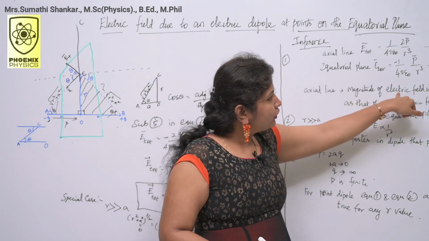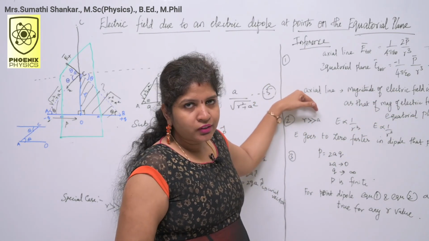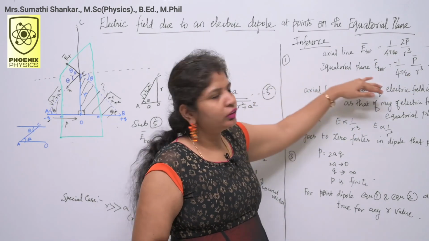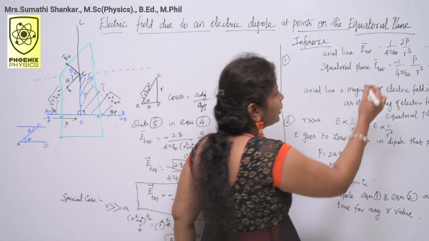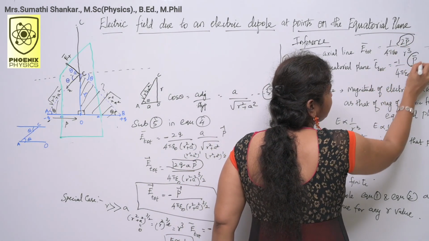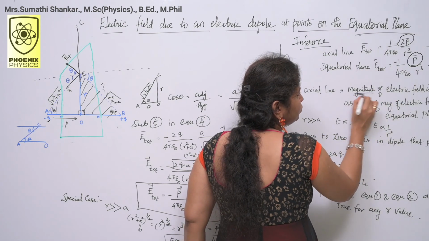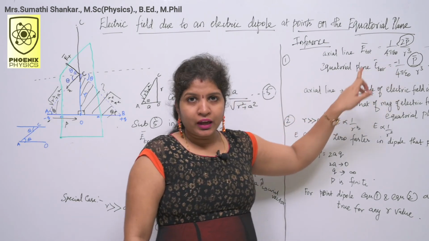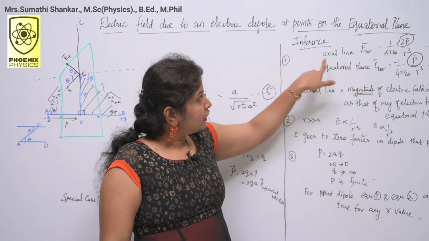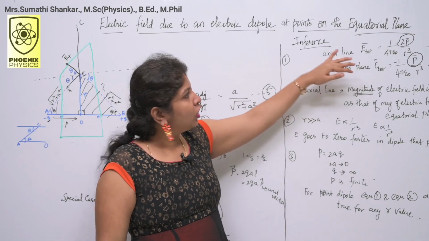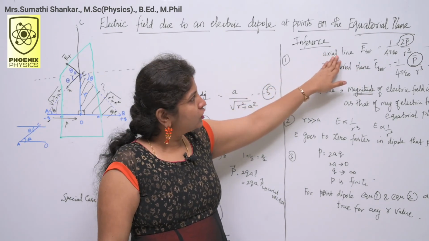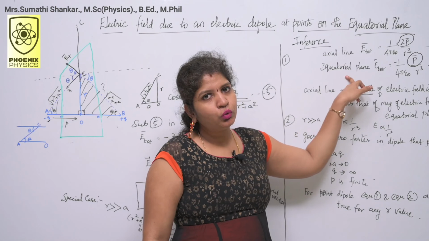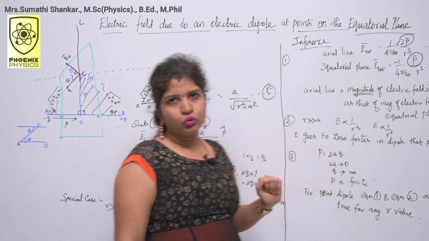The magnitude of electric field on the axial line is twice that of the magnitude of electric field on the equatorial plane, because here I have 2P, here I have P. So the word magnitude is important, because here we didn't consider the minus sign. That is why I have said the magnitude of electric field on the axial line is twice that of the magnitude of electric field on the equatorial plane. This is our first conclusion.